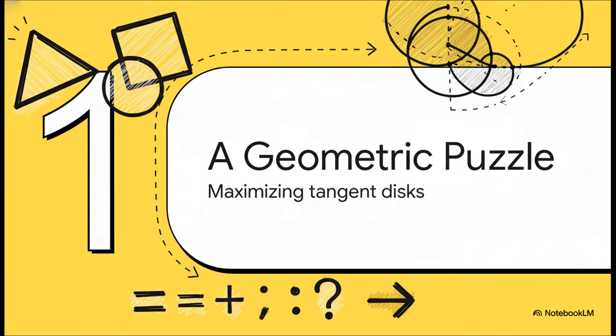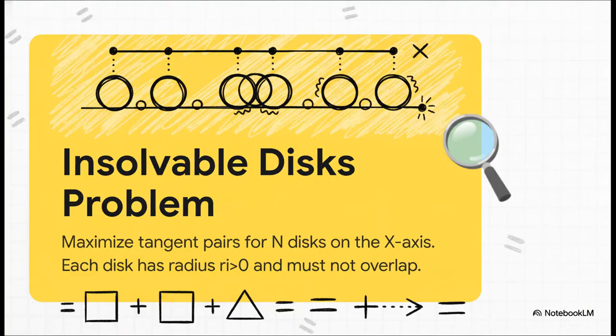All right, first up, a geometric puzzle. Let's really get into the nitty-gritty. What are the exact rules of the game here? Okay, so here's the setup. Imagine you're given a bunch of points on the x-axis. These are going to be the centers of our disks. Now for each one, you have to pick a radius, and it has to be greater than 0. The real challenge, the goal of the whole thing, is to choose those radii so that you get the maximum number of adjacent disks just barely touching, tangent, but without any of them overlapping.